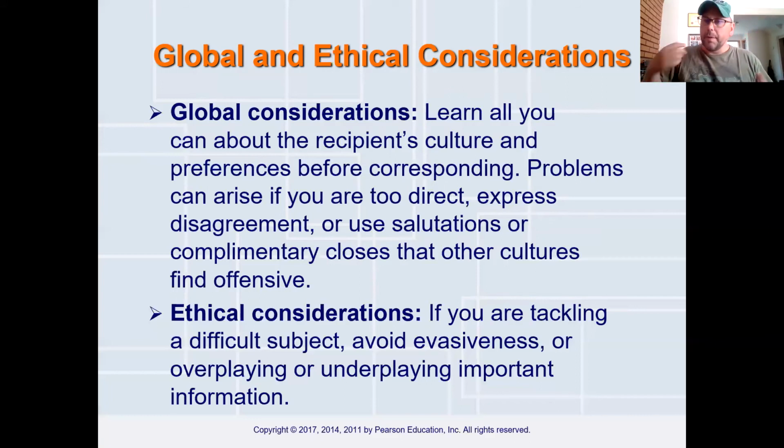So understand a little bit about the culture that you're going to be speaking to. Should you share a little bit of personal information? Should you stay away from personal information? All this stuff. Problems can arise if you're too direct, express disagreement, or use salutations or complimentary closes that other cultures find offensive. Okay? Do research.